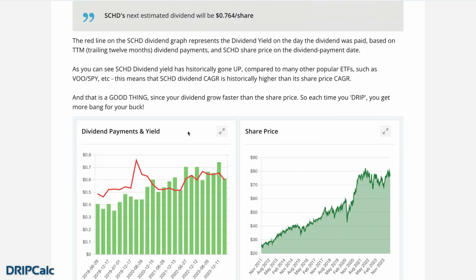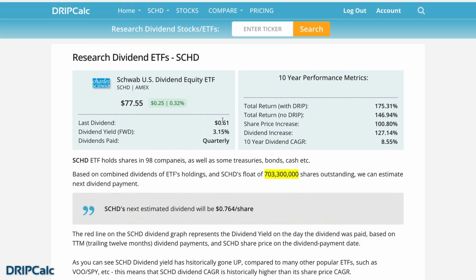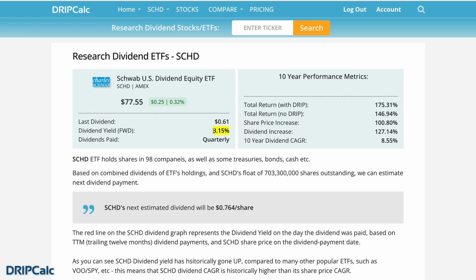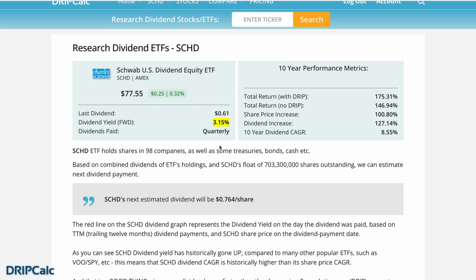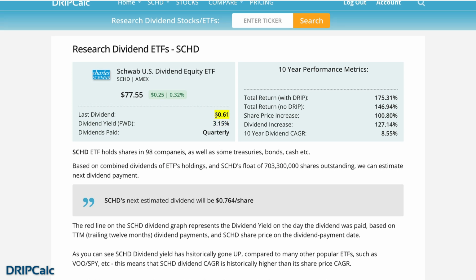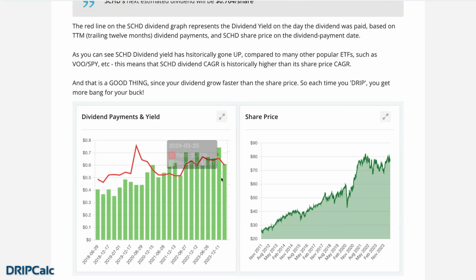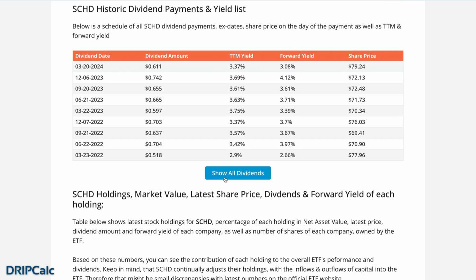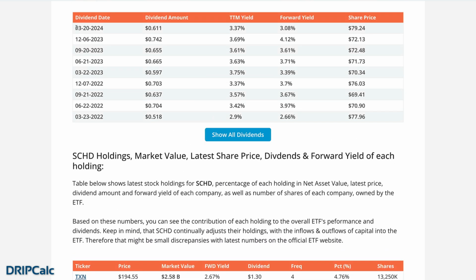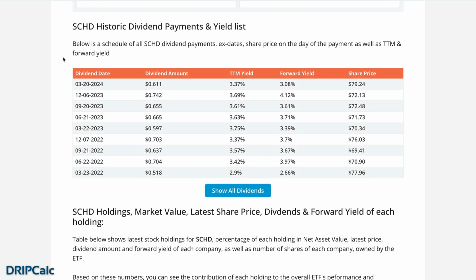Anyway, so let's talk about dividends of SCHD. Over here it says that the forward yield is 3.15%, and it is based on the latest dividend, which was 61 cents, and this was paid on March 25. The ex-dividend date was March 20th, and 5 days later they paid. And so figure 3 more months, so June 20th.